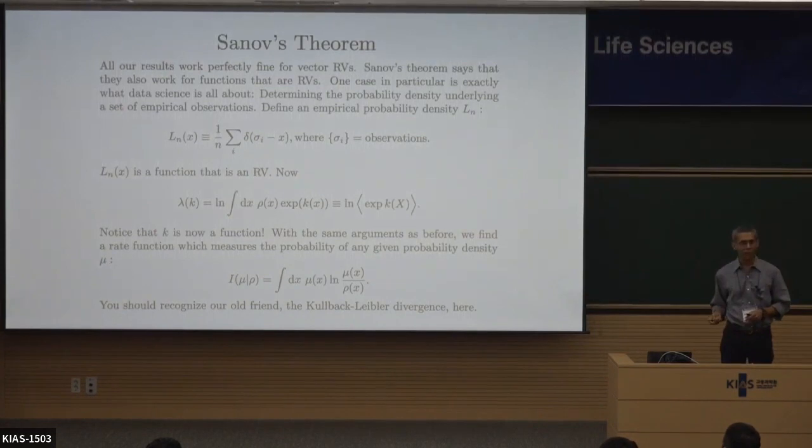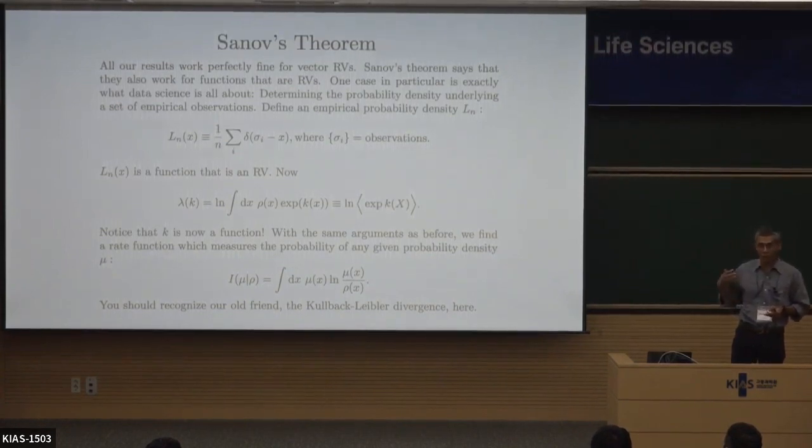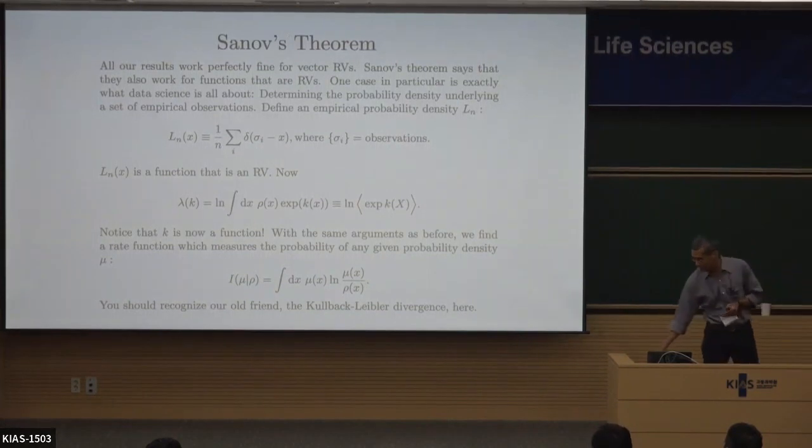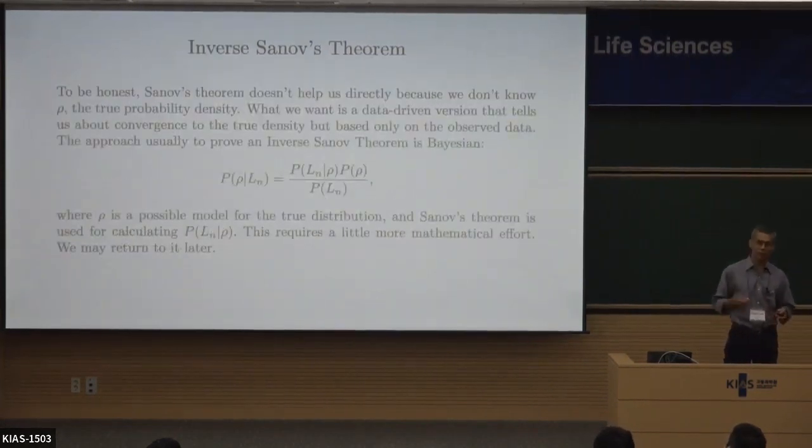How do you calculate this if you don't know what rho is? We're trying to figure out what rho is, right? So you can't even calculate this unless you know what rho is. So actually for data science, what is interesting for us is something called an inverse Sanov's theorem. In other words, there's a theoretical guess for a density, and there's the empirical data that we've observed, right? What we'd like to know is how close this theoretical guess for a density is to the true density.